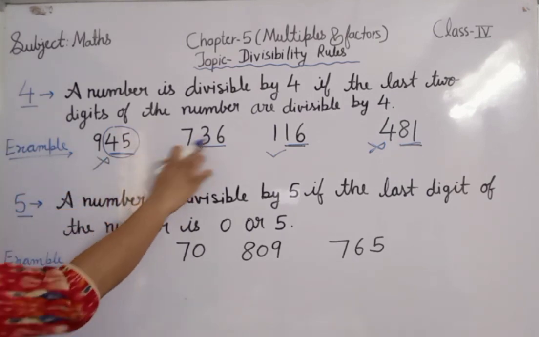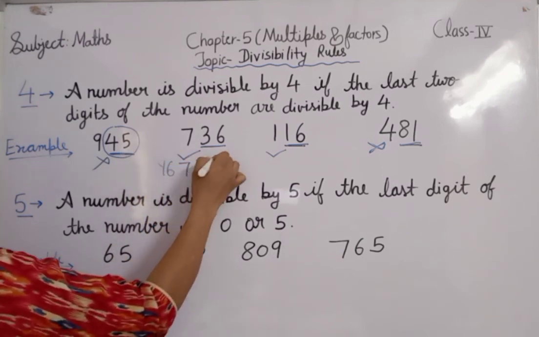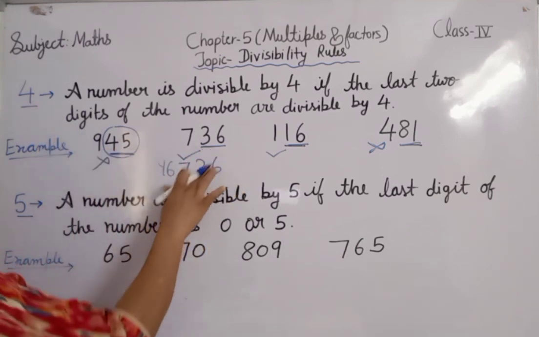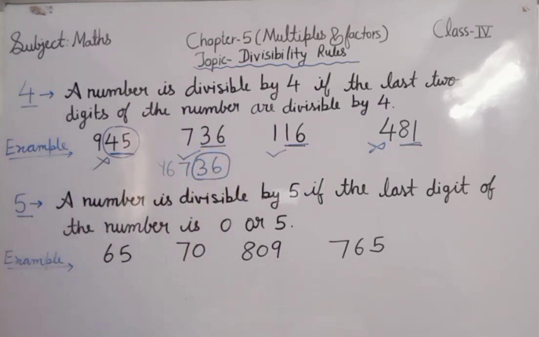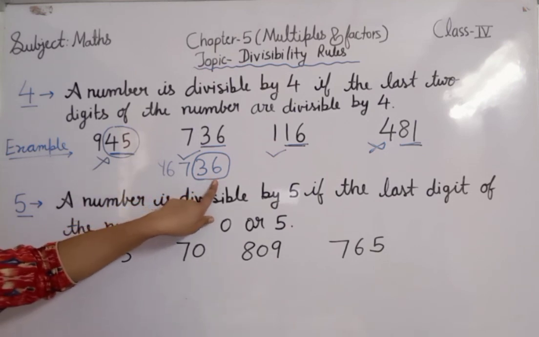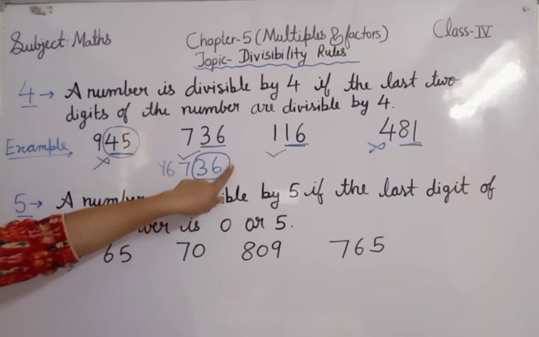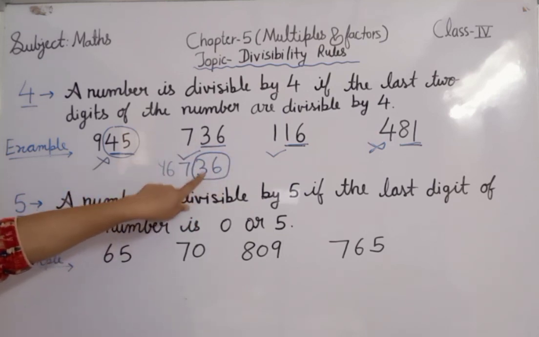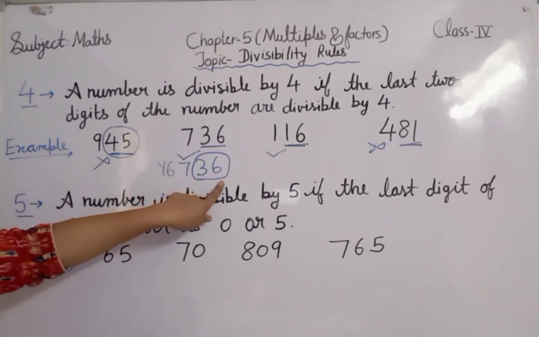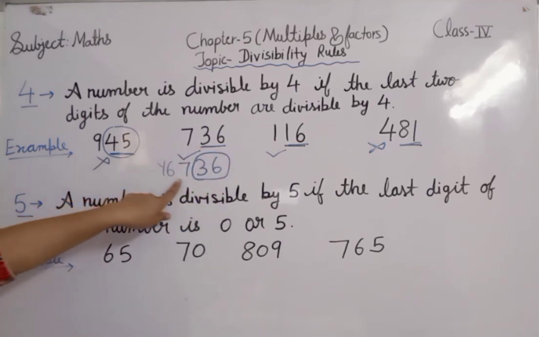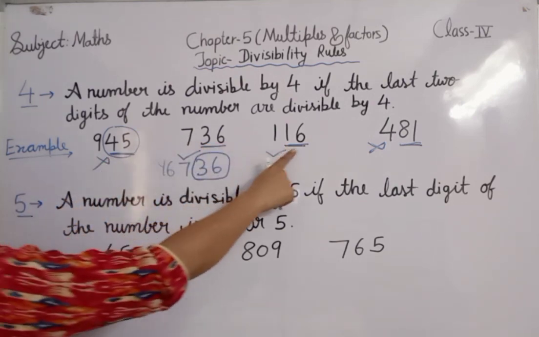Here we have a 3 digit number. If I am writing a bigger number here, this time also we have to check the last two digits only. If these two digits are completely divisible by 4, then the whole number is divisible by 4. If the last two digits are not divisible by 4, the complete number is not divisible by 4. So we have to check only the last two digits.